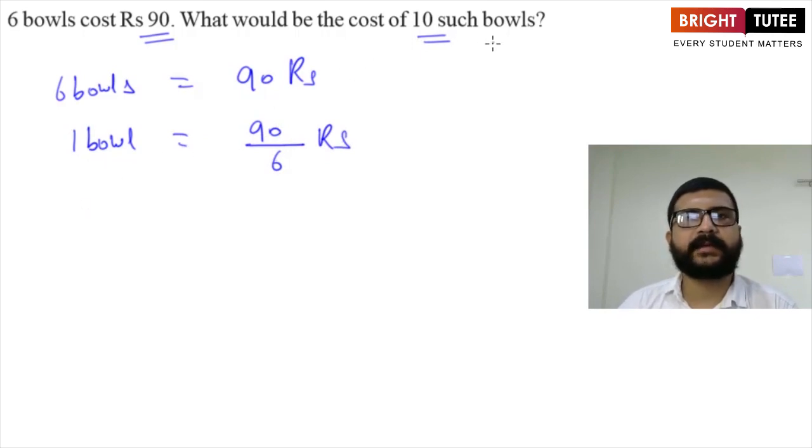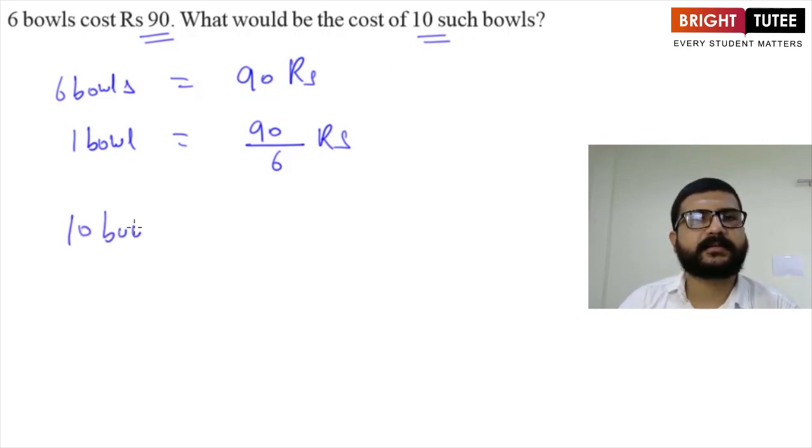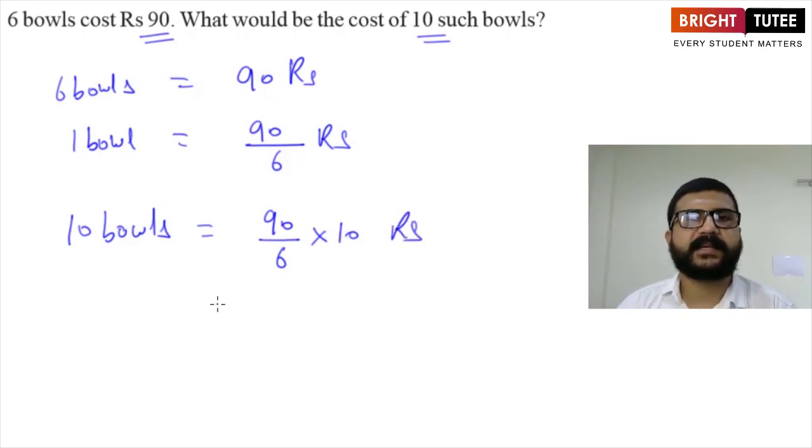Now what would be the cost of 10 such bowls? So the cost of 10 bowls will be equal to 90 upon 6 into 10 rupees. Now we can simplify this. We will get 6 ones are 6. 6 into 15 gives us 90. So therefore, the cost of 10 such bowls will be 15 into 10, that is 150 rupees.